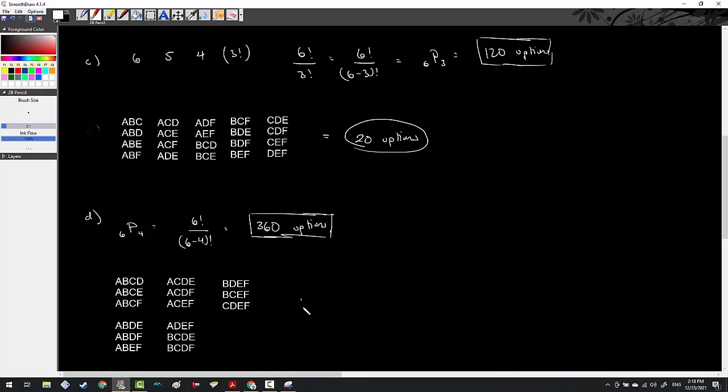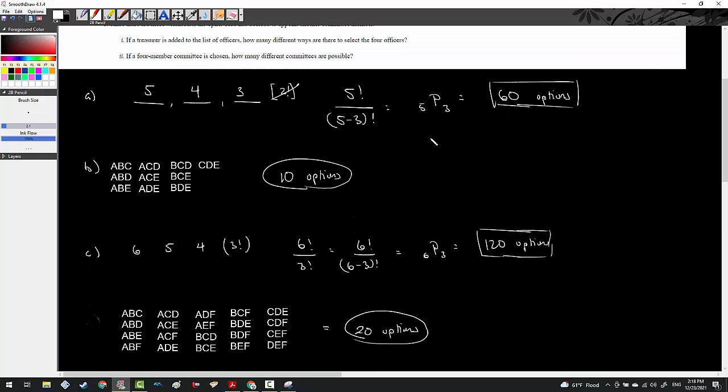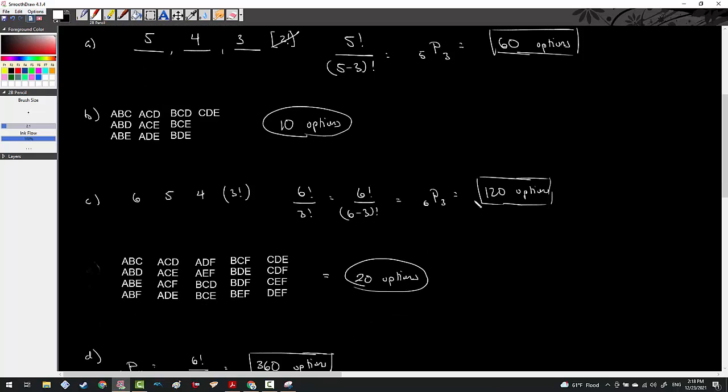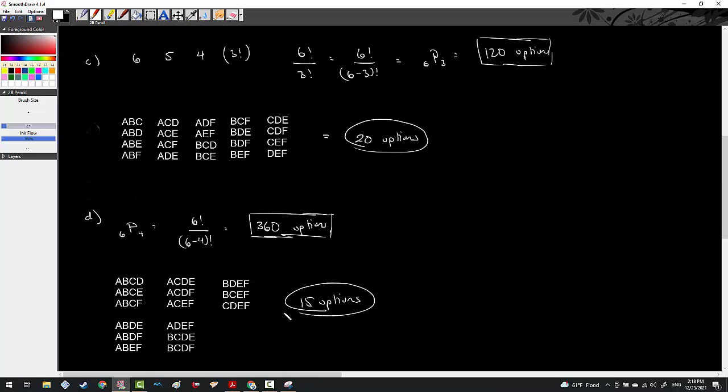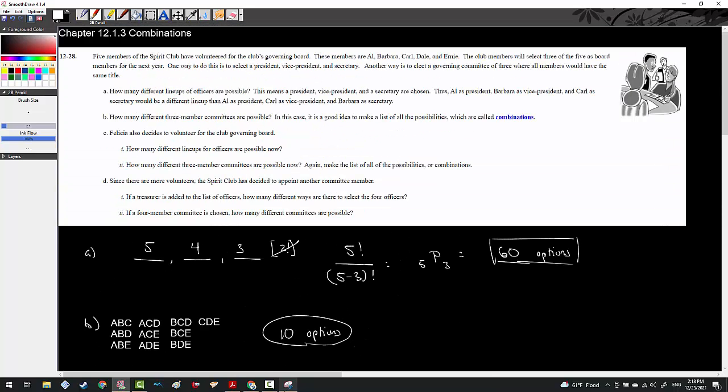All right, looks like we're dealing with 15 options here. I was debating on whether or not I should type that out, but no worries, I totally typed it out. So this is what we're looking at here. It looks like when order matters, there's more options than when order doesn't matter each time, right? 60 options versus 10, 120 versus 20, 360 versus 15. We're going to try and establish a pattern about that in the next problem. I'll be right back with it.